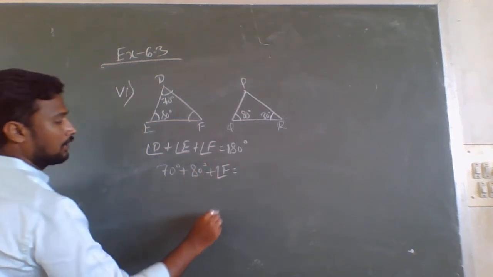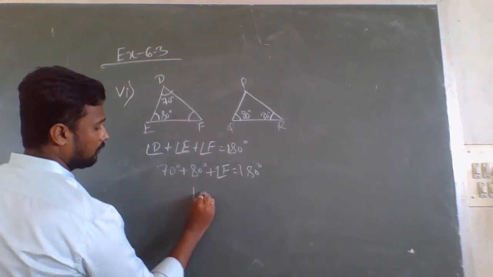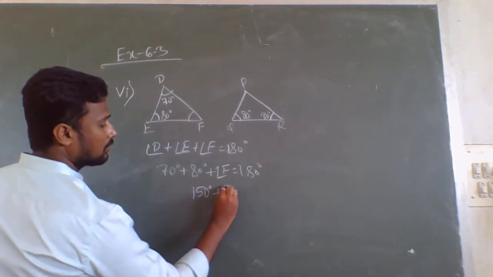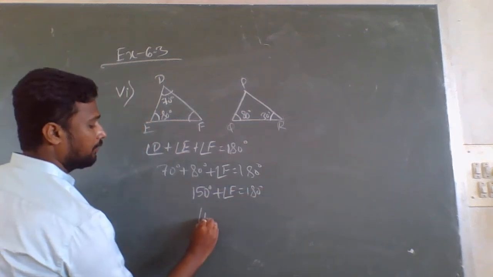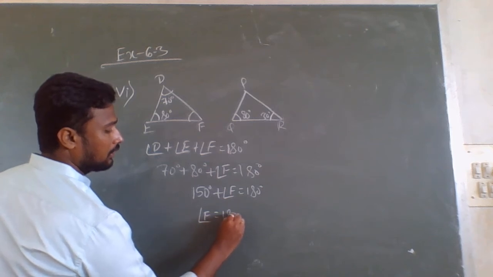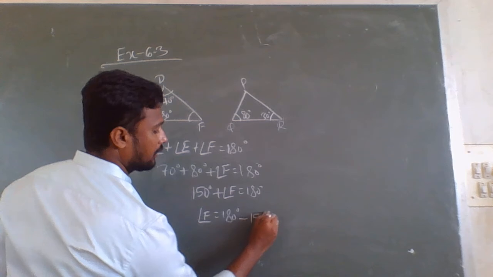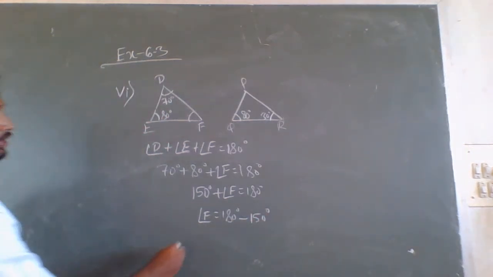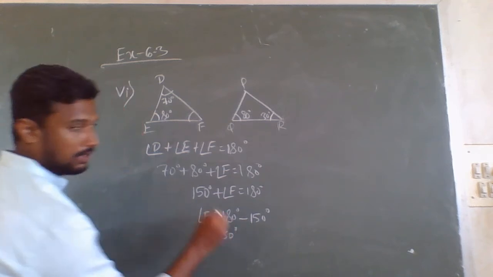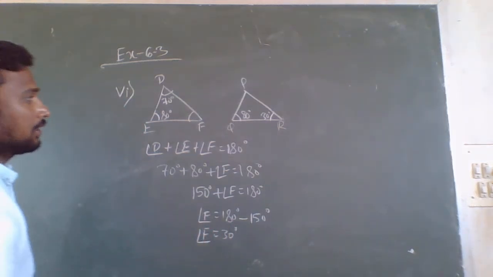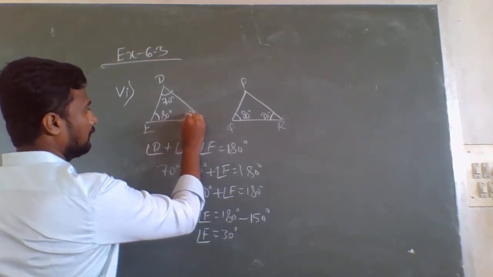Now I will calculate angle F. 70 plus 80 means 150 degree plus angle F is equal to 180 degree. Now I will move this 150 degree to the other side. 180 minus 150 degree. Therefore, angle F is equal to 180 minus 150, which means 30 degree. Now we know angle F is 30 degree.